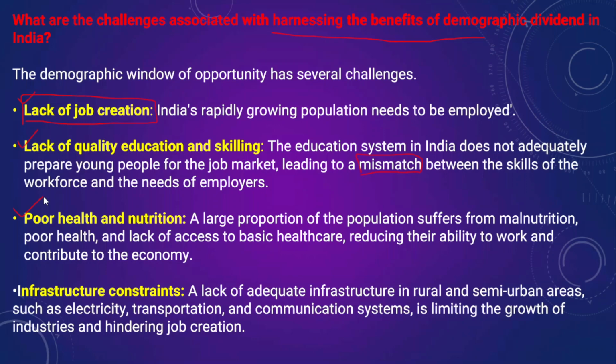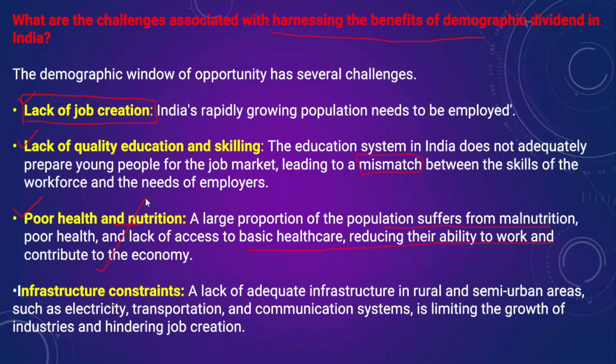Now, after that, we need to talk about poor health and nutrition also. If you look at anemia, the total population affected by anemia is very high. We also have the largest number of stunted and wasted children. So therefore, poor health and nutrition is another major concern. That has been significantly affecting the learning outcomes, the health, and the working hours of our population. So the largest proportion of the population suffers from malnutrition, poor health, and lack of access to basic health resources, reducing their ability to work, and they are unable to contribute to the economy.